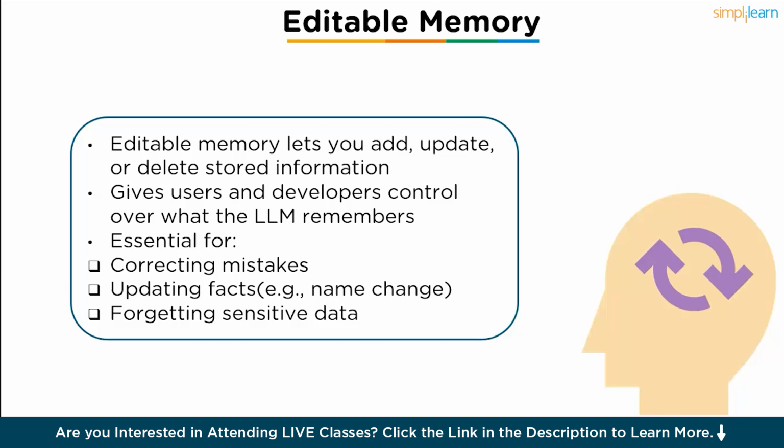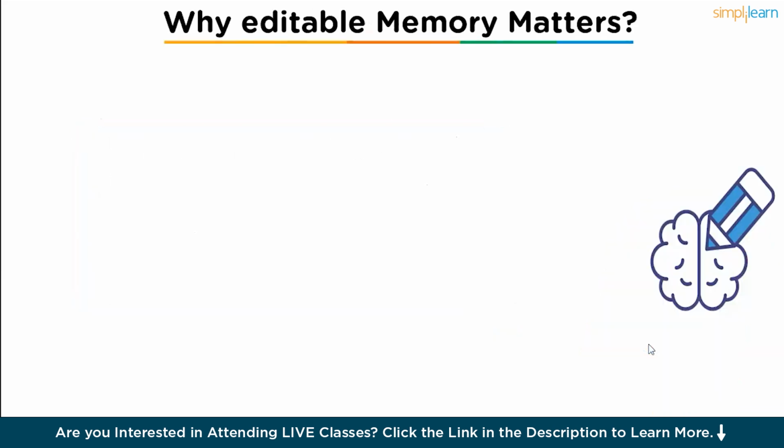Then we have updating facts, such as changing someone's name or location. Then we have forgetting sensitive data to improve users' trust. This ability allows LLM agents to remain adaptive, avoid overload, and deliver a personalized experience aligned with real-world needs. Now let's see why editable memory matters.